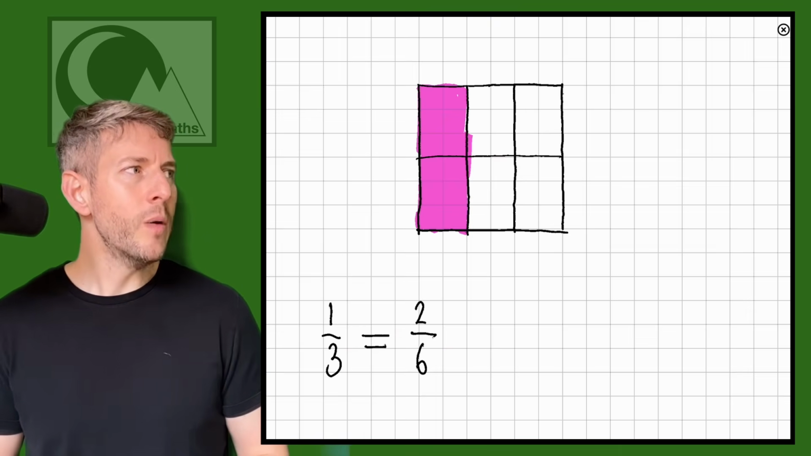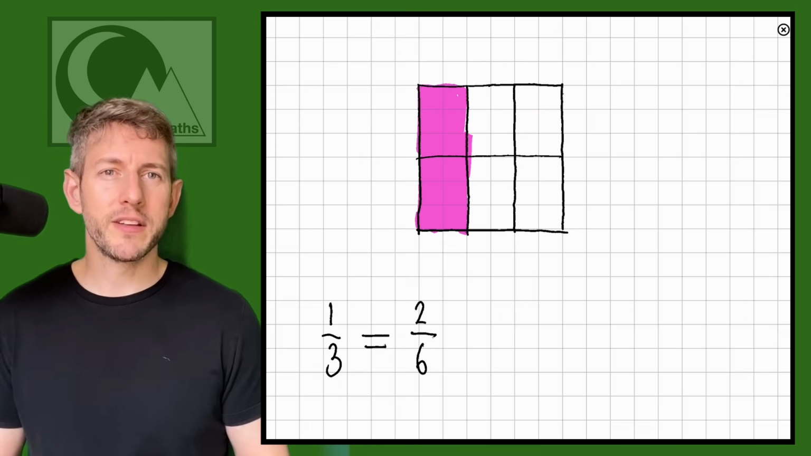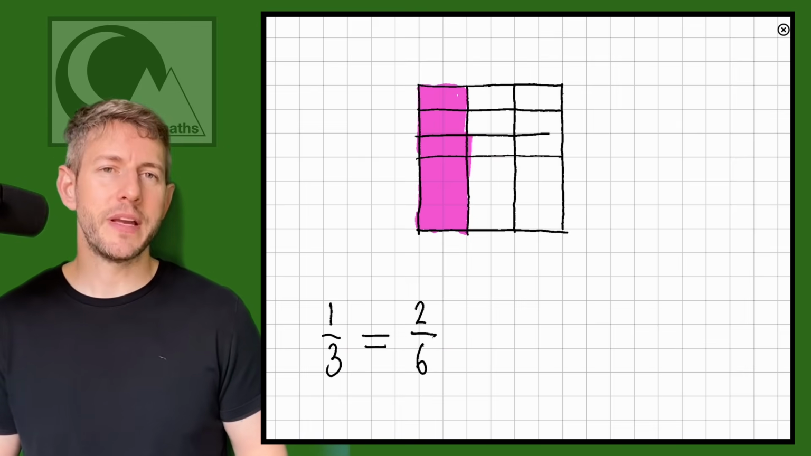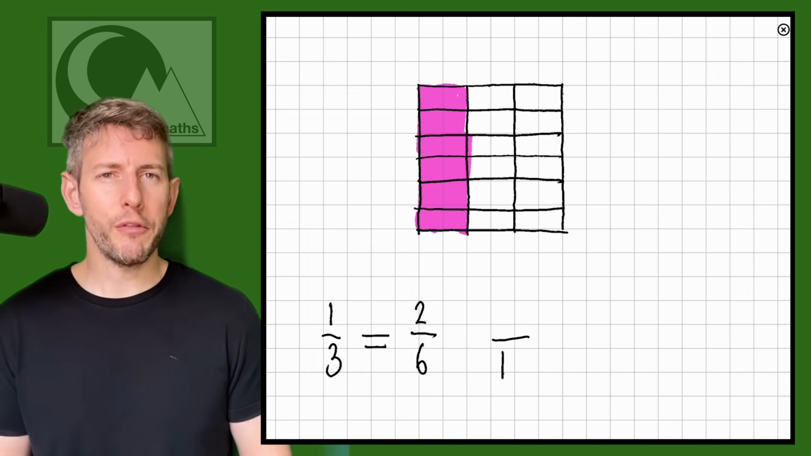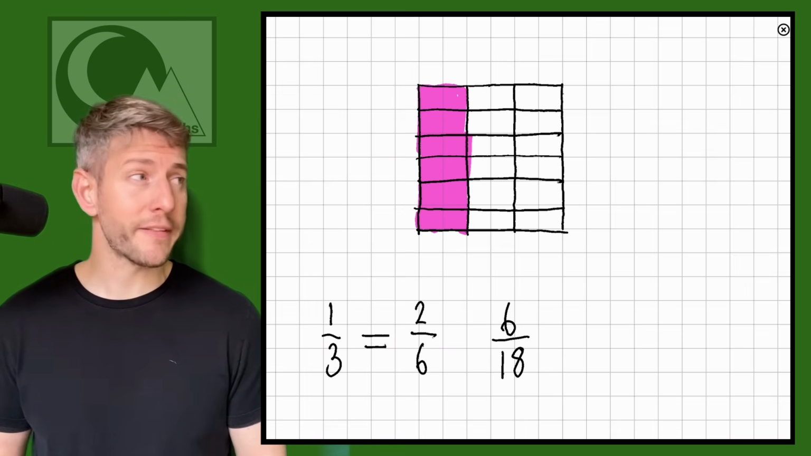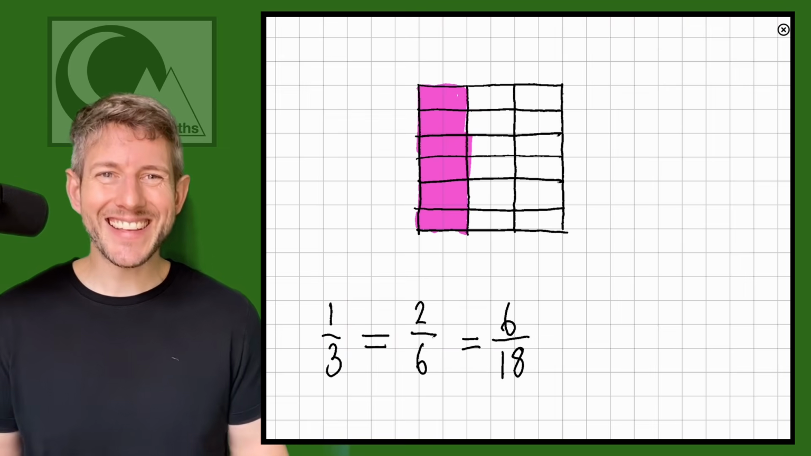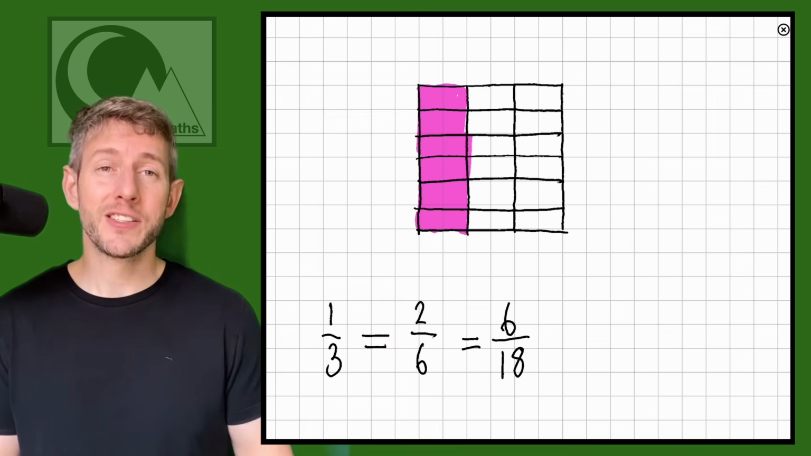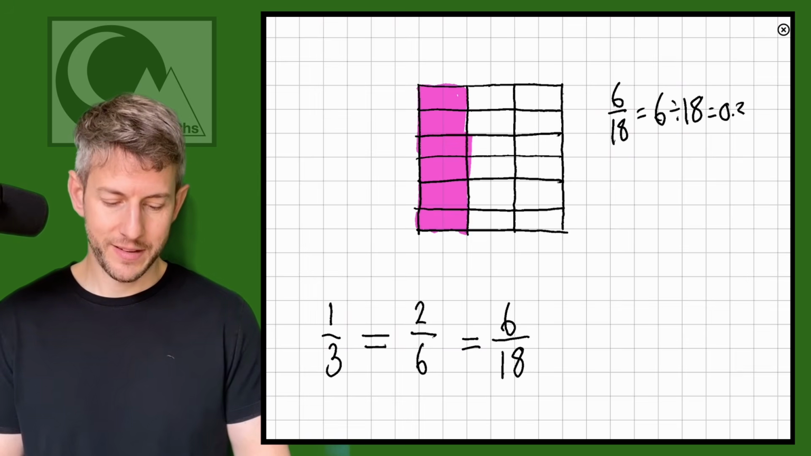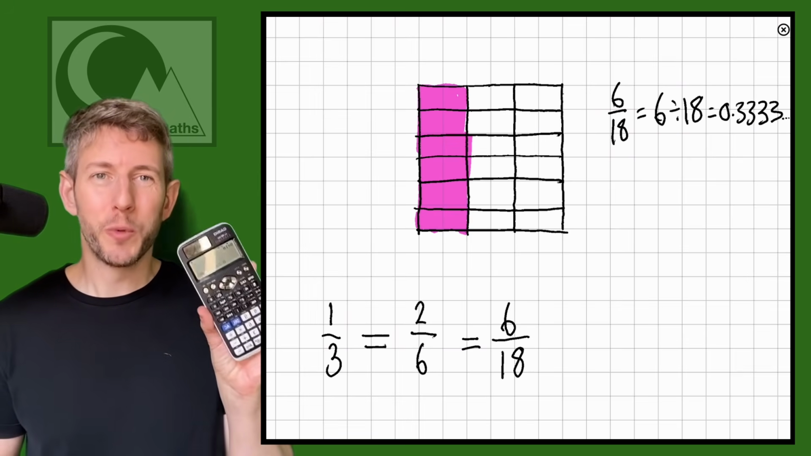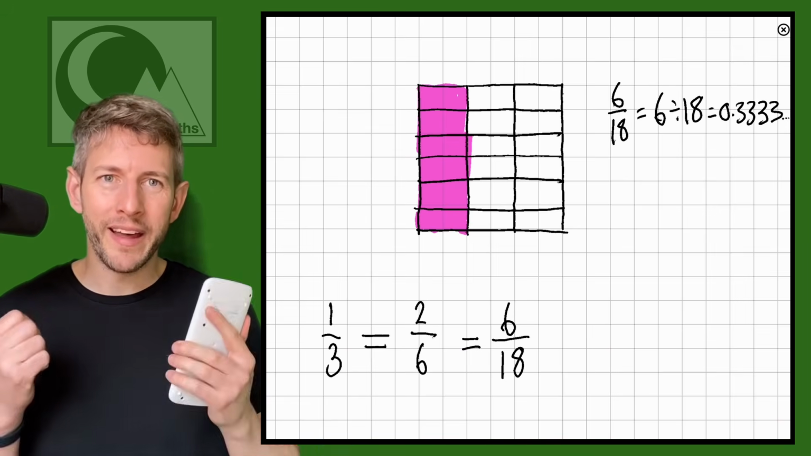Right, now let's divide all of these pieces into 3. So now I can see I've got 18 pieces in total, and 6 of them are shaded. So now I know that 1/3 is equal to 2/6, which is equal to 6/18. And let's test 6/18 on the calculator. So 6 divided by 18, there we go, also equals 0.333333. Great, so far we know that they're all equivalent.